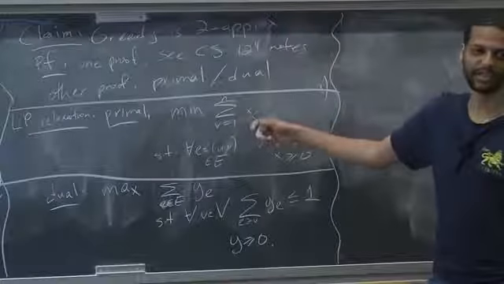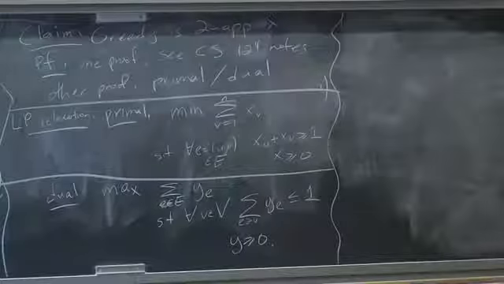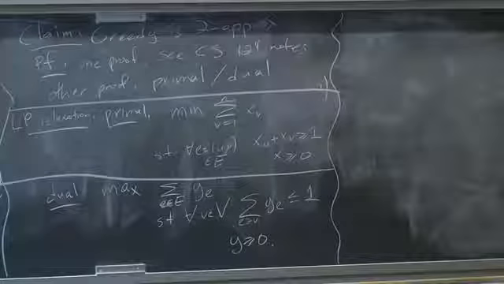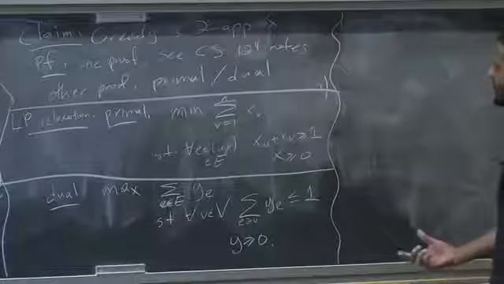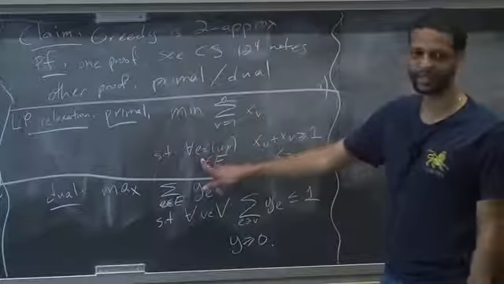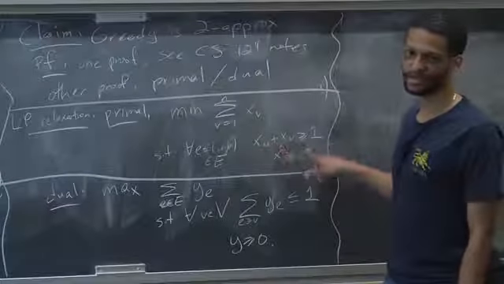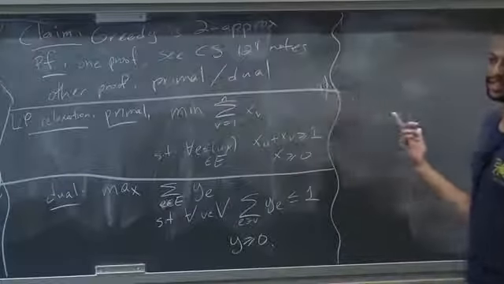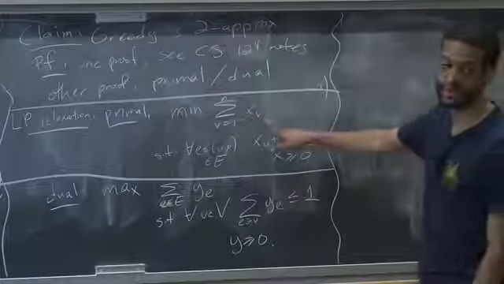So that's another 2 approximation for vertex cover, and that's also a k approximation for set cover if every element is contained in at most k sets. Because you'll have a constraint that involves k variables, and their sum is at least 1. One of them has to be at least 1 over k. So take the one which is at least 1 over k, and then you'll get a k approximation. Okay, so that's it.